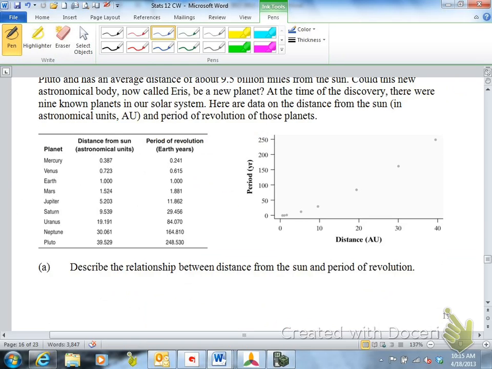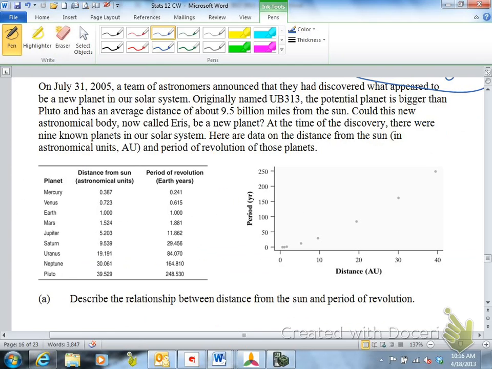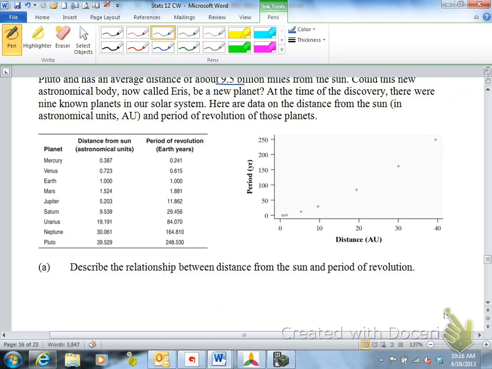So Mercury doesn't take very long. It's all based on Earth, so 1 Earth year to orbit the sun. Distance from the sun based on Earth is 1. So these are close, these are far away. Pluto's there, Eris isn't on there, but you have the number right there. So here's the data, which is a slightly curved pattern, like that. Describe the relationship between distance from the sun and period of revolution. So it's positive and it's slightly curved. Positive in the sense that as distance increases, the period increases. Which should make sense. The farther you are from the sun, the longer it takes to orbit the sun.